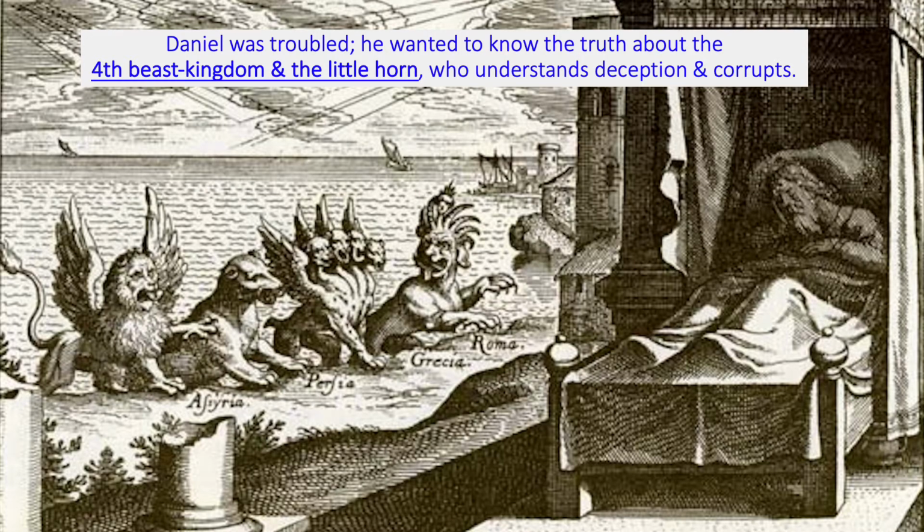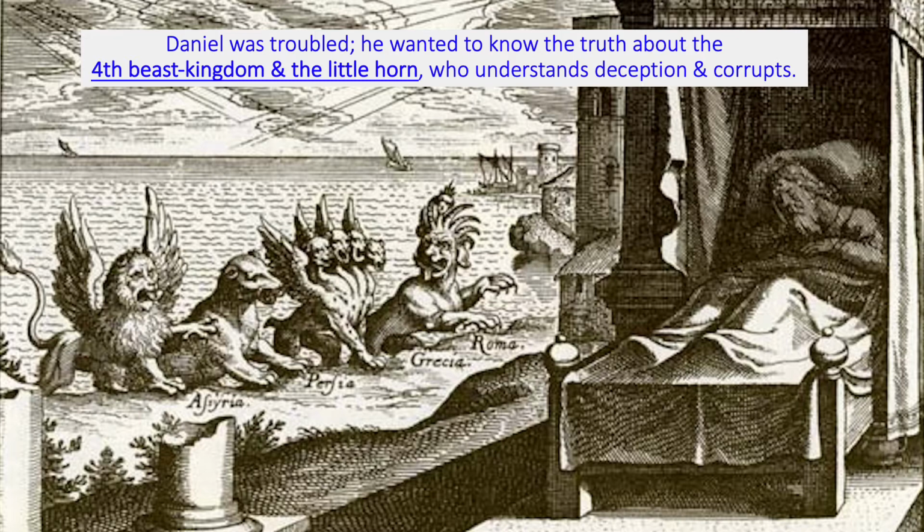This slide shows a vivid painting by Marion from the 1500s called Daniel's Vision of the 4 Beasts. It shows Daniel lying in his bed, greatly troubled about his vision. Chapter 7:15 says he wishes to know the truth about the 4th beast kingdom and the little horn, who understands deception and would corrupt the word of God.